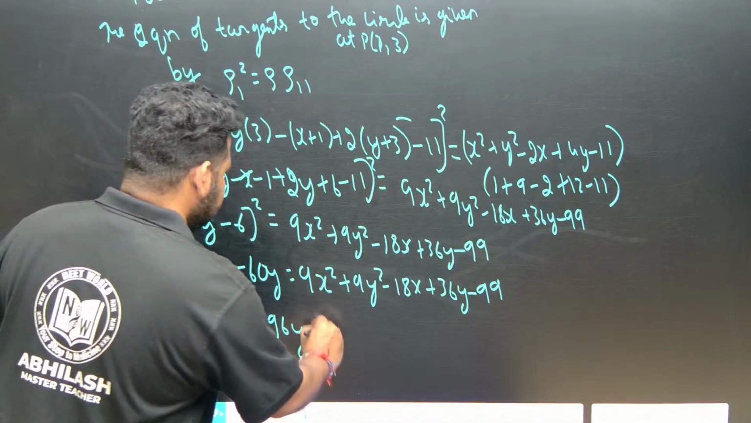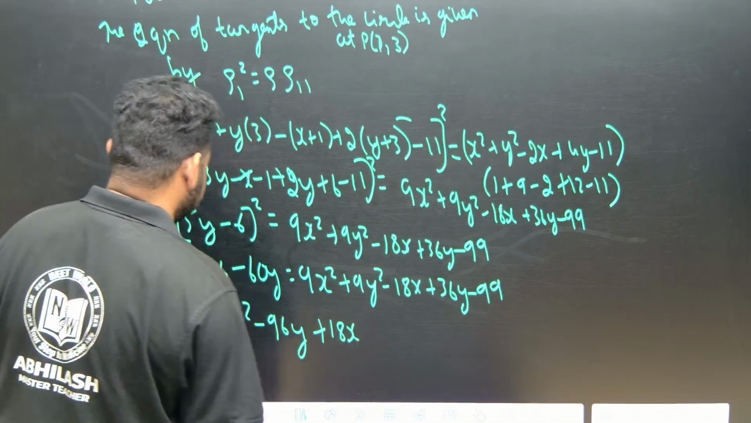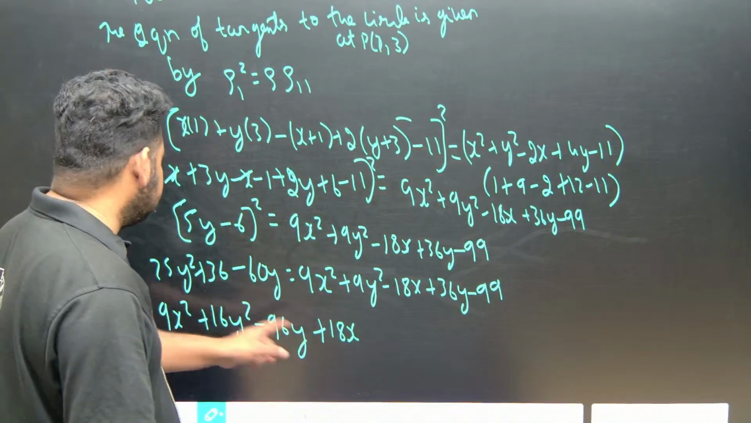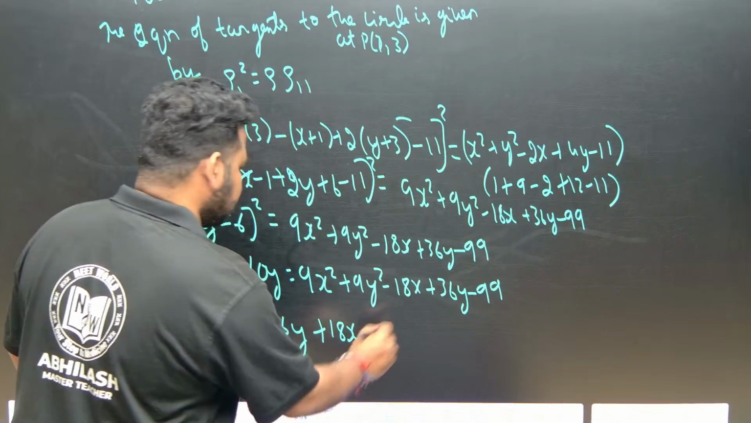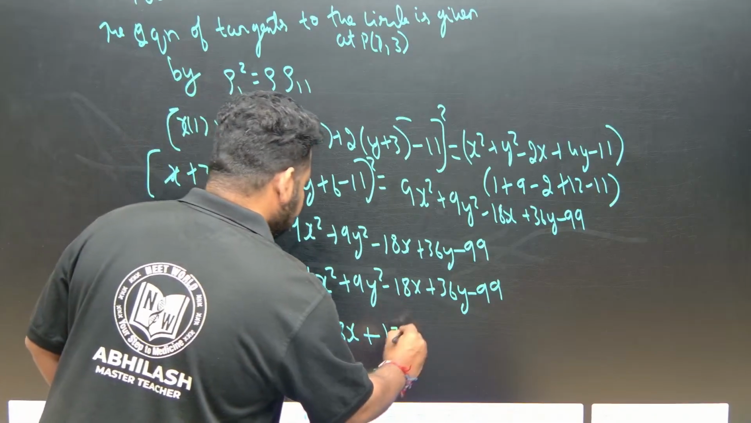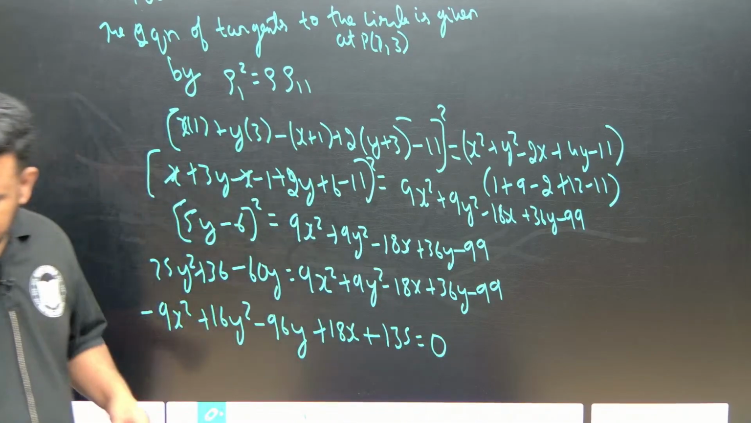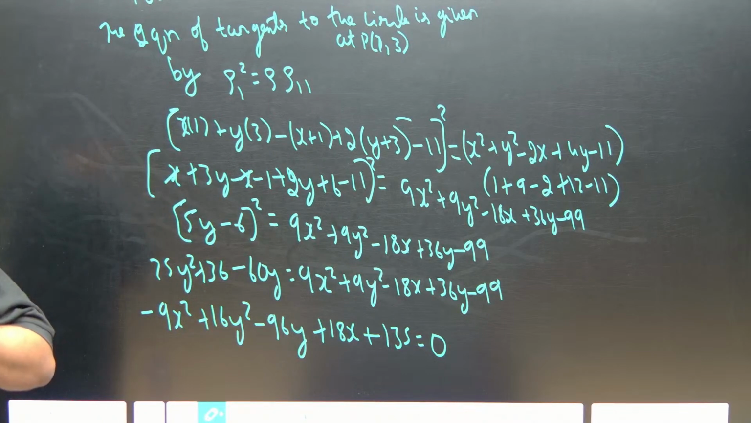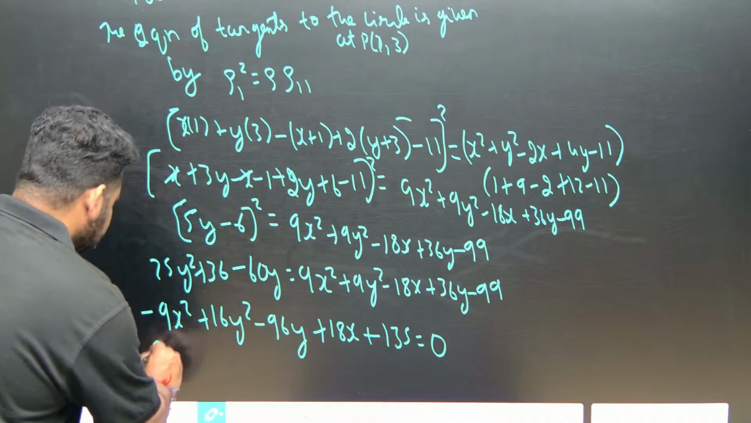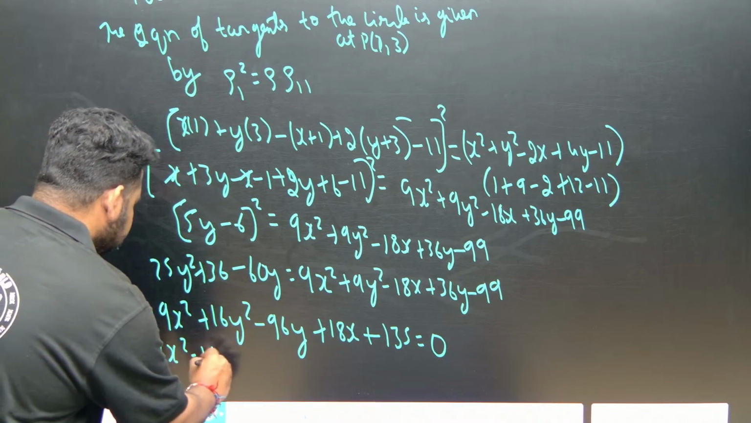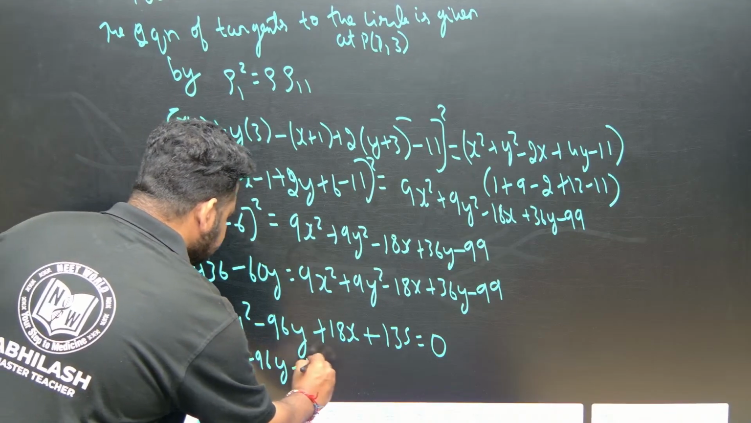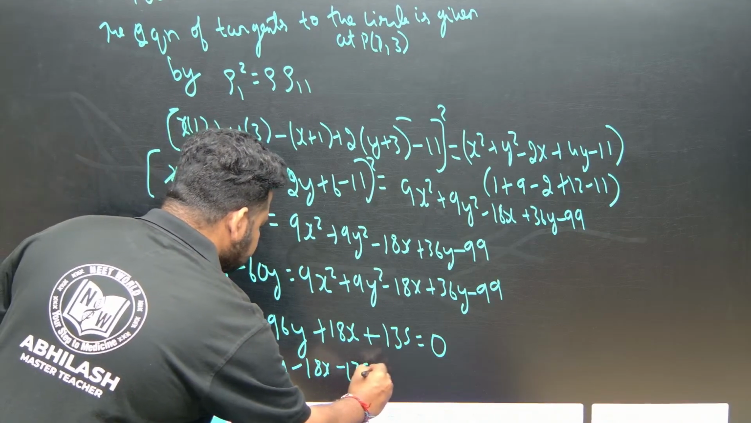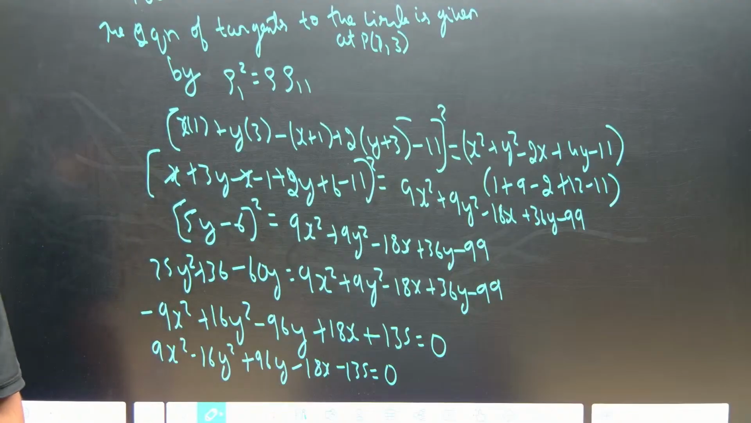What about x? Plus 18x. What about the constant? Minus 99 plus 36 is nothing but equal to what? Plus 135, correct? Plus 135 is equal to 0. Now if I take this one outside, 9x square minus 16y square plus 96y minus 18x minus 135 is equal to 0.